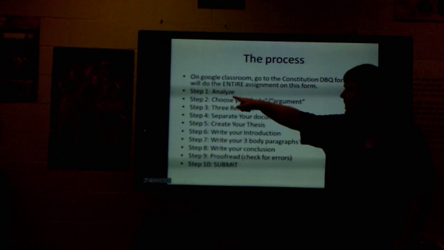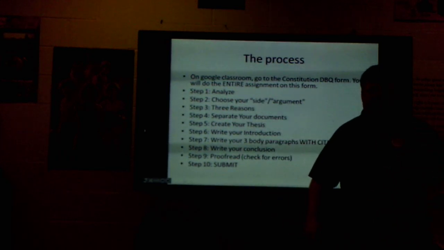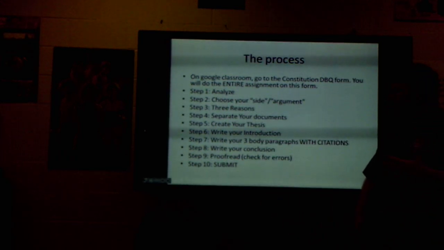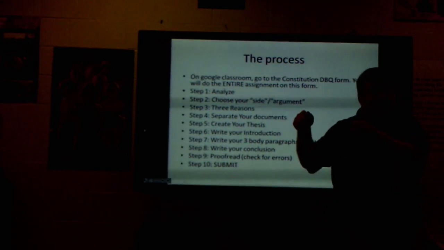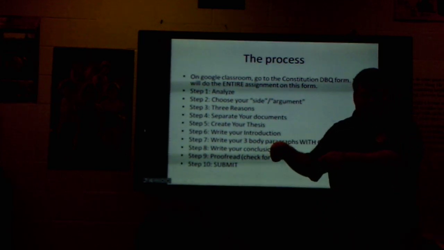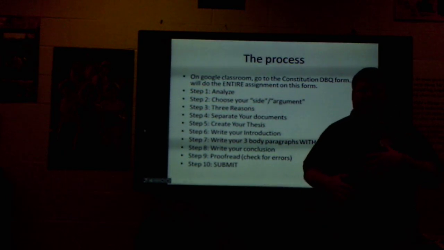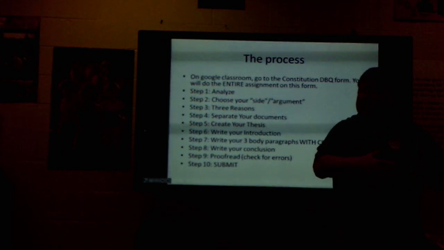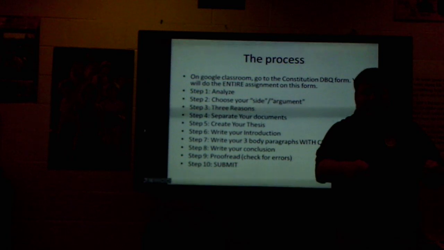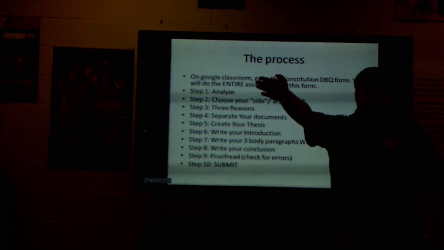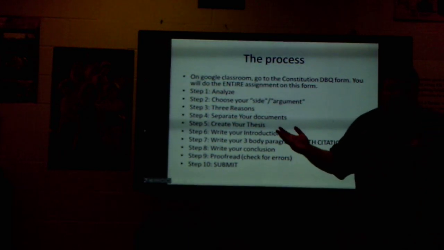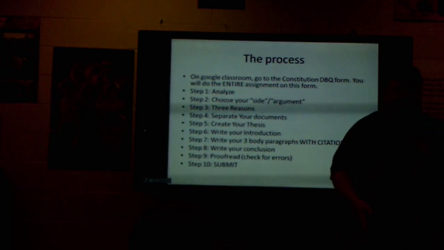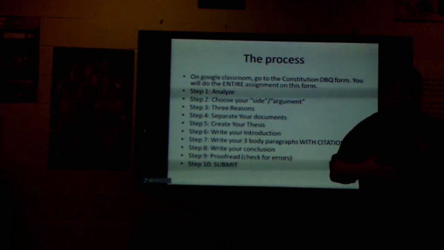So step one is to analyze. You have to look at the documents, okay? And you have to answer the questions. Remember, it's document-based questioning, right? That's what the Q is. So there are questions to help you analyze those documents. Just like when I give you a document in class and I give you that orange sheet, what's that orange sheet helping you to do? Analyze the documents, okay? How do I know how to use a document if I don't look at it and ask myself some questions about it?